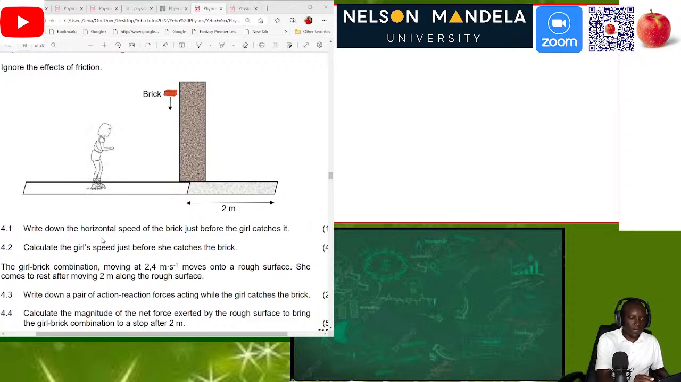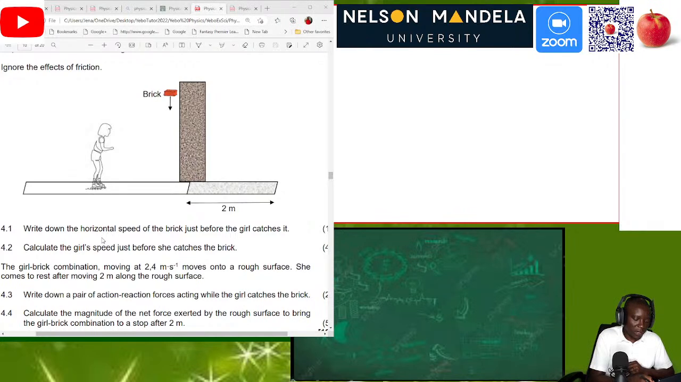The horizontal velocity. So for a brick moving downwards, the horizontal velocity is equal to 0 meters per second. It has no component either to the right or to the left of its motion. So the horizontal speed of the brick just before the girl catches it is 0 meters per second. Right, that should be very simple. We only have downward motion on the brick before the girl catches the brick.